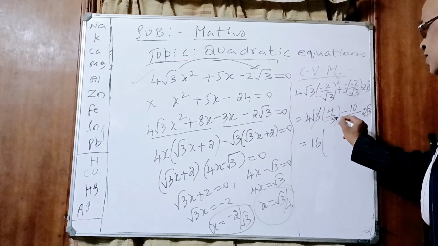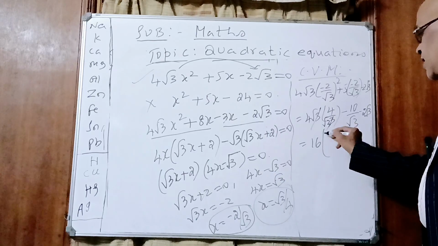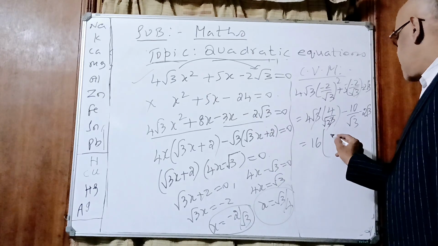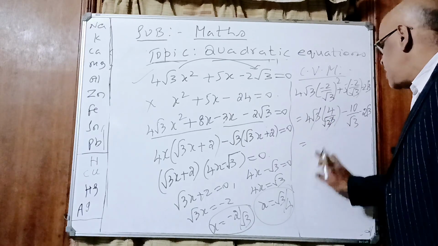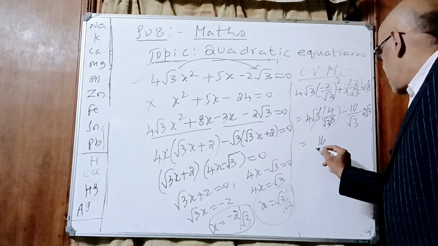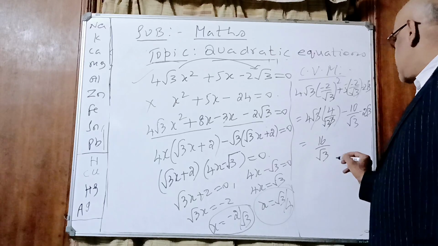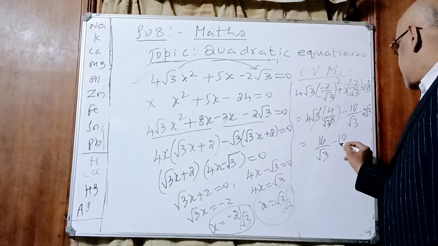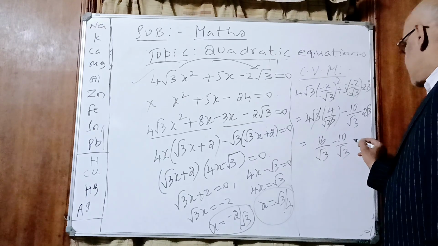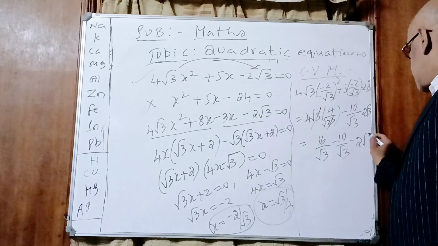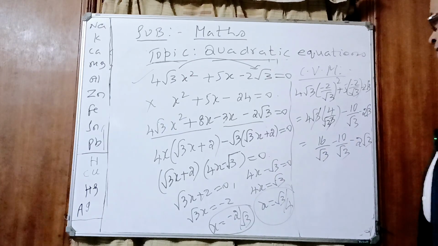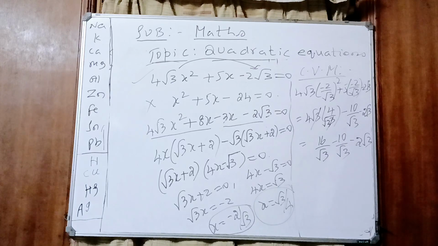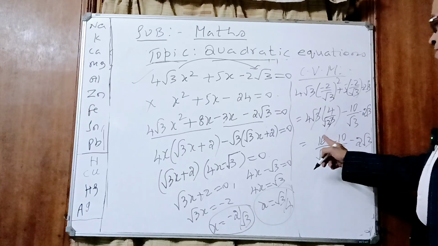If you cancel root 3 here, what will happen? Another root 3 remains. Then 4 fours are 16, so 16 by root 3 minus 10 by root 3 minus 2 root 3. Interesting, children? Yes or no?